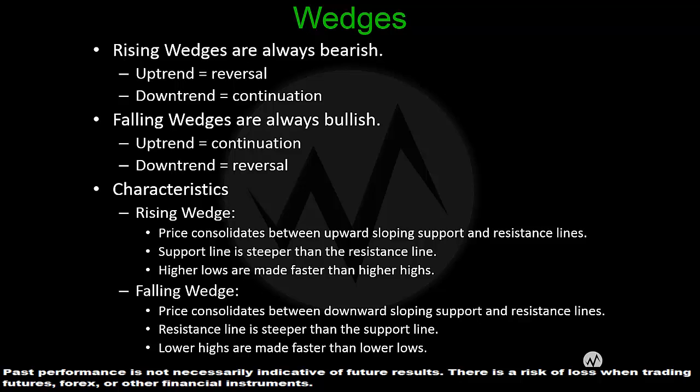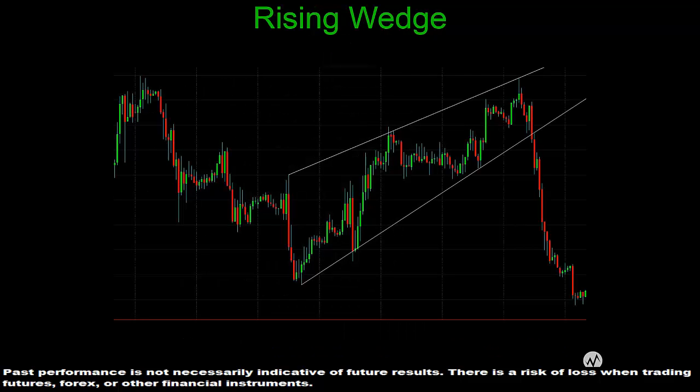Then on the flip side, for the falling wedge, price consolidates between downward sloping support and resistance lines. The resistance line is steeper than the support line, so the bears are trying to push it down, but the bulls, they're not having it really. The bulls are keeping the bears pretty well in place until they decide to actually break to the upside. And I'll go ahead and show you some examples of that.